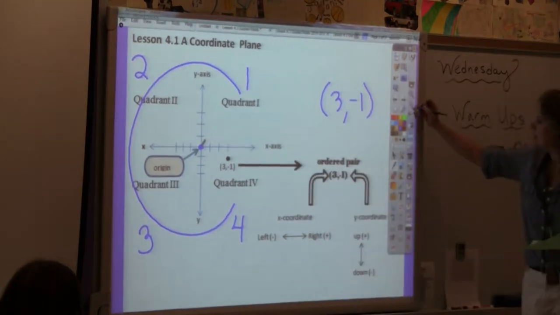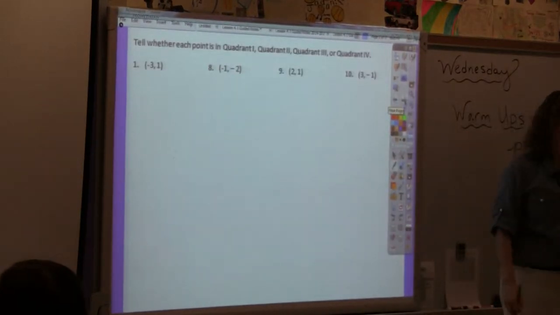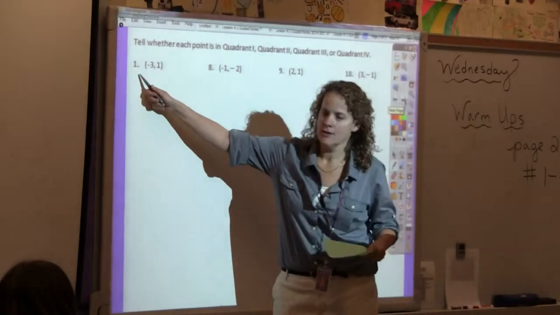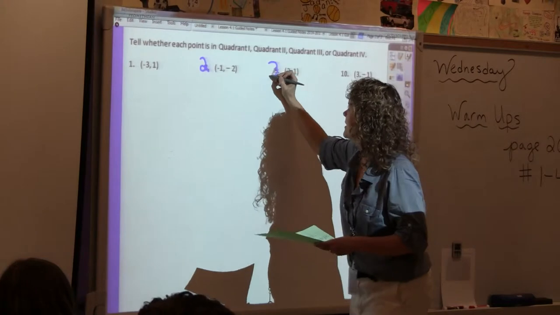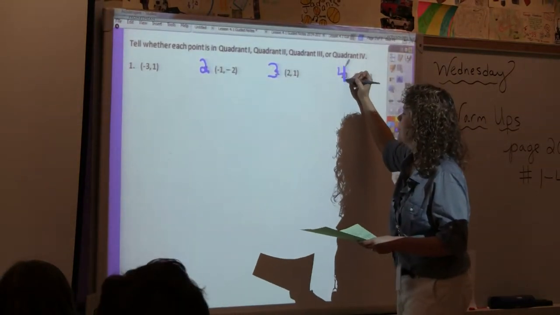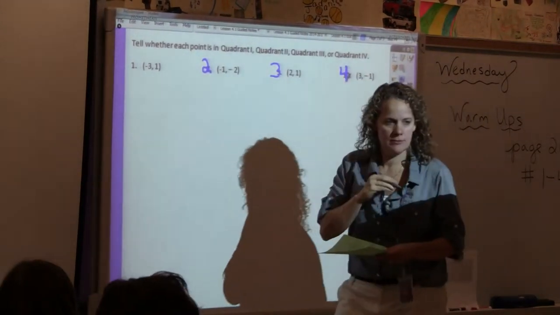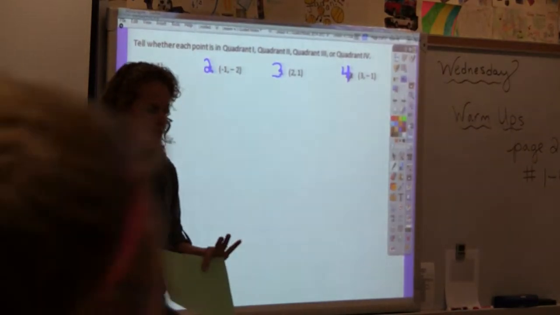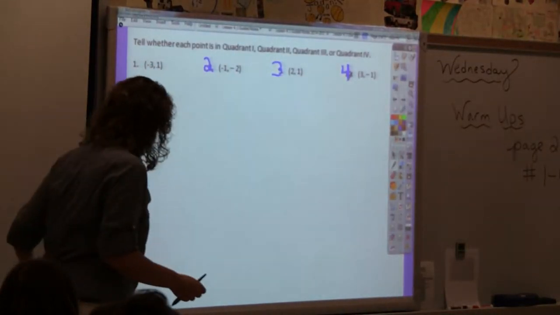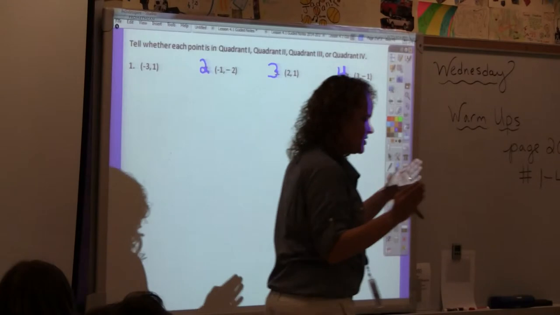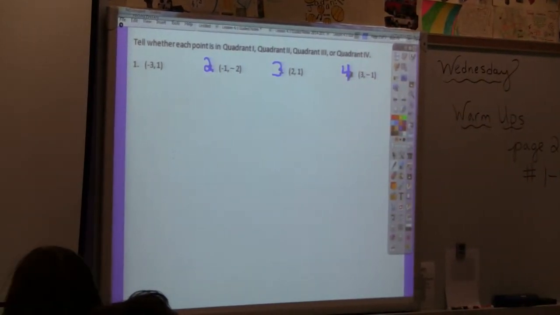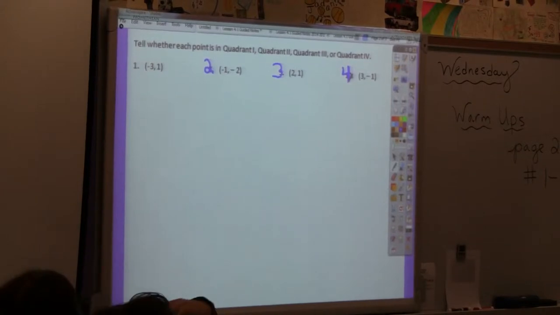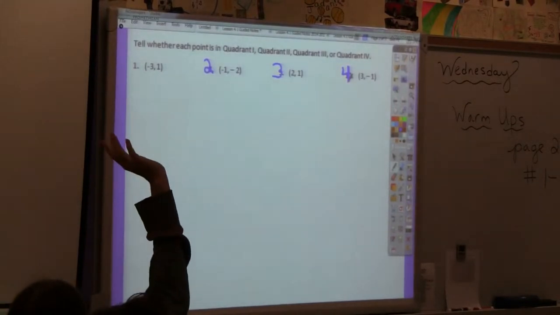All right. Next section. We have number 1, and then let's make this number 2, and number 3, and number 4. I actually cut out numbers 2 through 7 to make this lesson a little shorter, so we had time to go over the test. So we're just going to condense this a little bit. Number 1, what quadrant do you think that point is in?